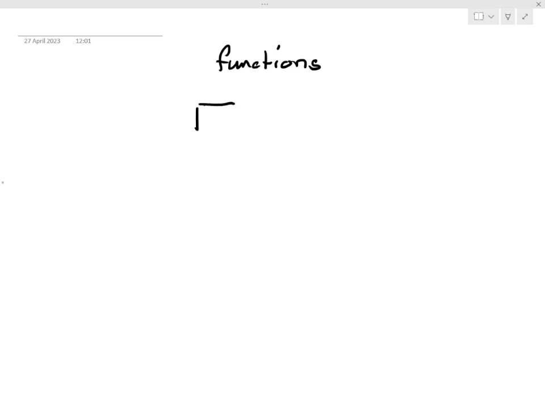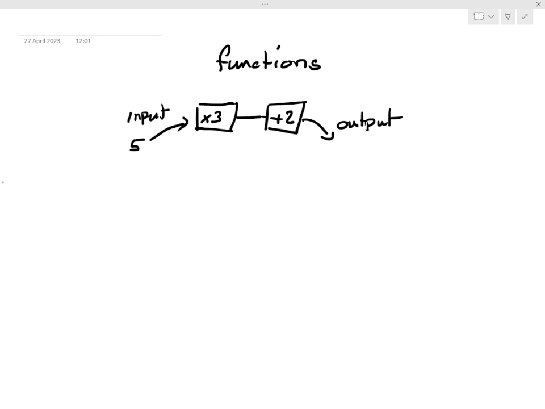At the lower level, we have a function machine. Say we're going to multiply by 3 and add 2, and we stick a number into the input. So we stick 5 in, and out pops the answer. 5 times 3 is 15, and then add 2, and out would pop 17. If we put 4 in, times 3 is 12, and add 2 is 14. So that's basically what a function machine is.